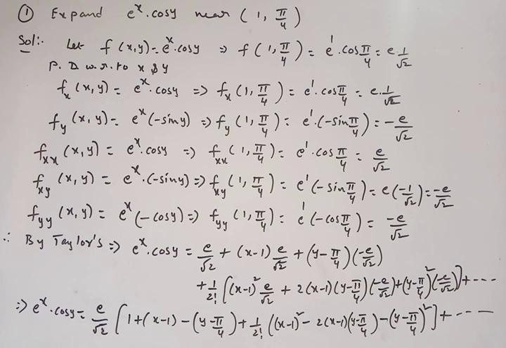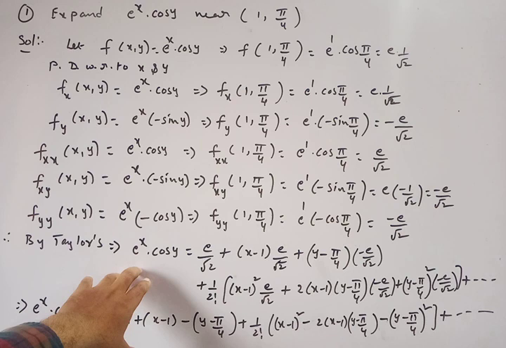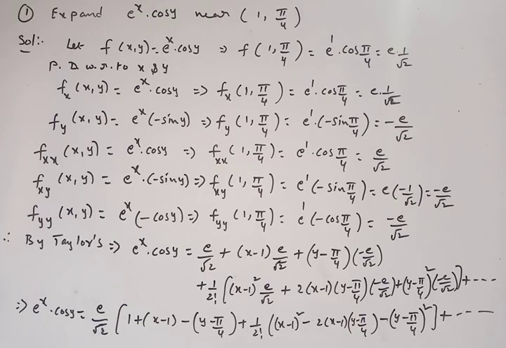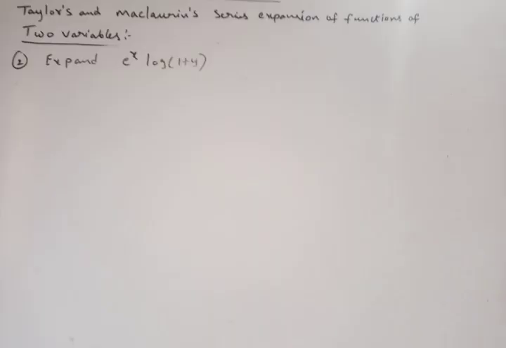It's a very simple topic. The only thing is you need to differentiate, substitute the given point, and substitute all those values in the Taylor series expansion. Here, please write the Taylor series formula. I don't have the space here, so I substituted directly in the formula, okay? So, we'll solve another problem. Okay, see the next problem.